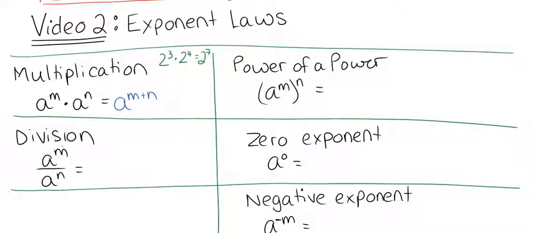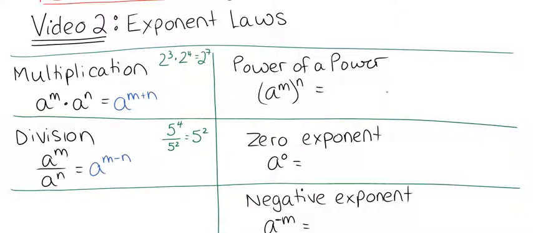Okay, division. So let's say we have two things divided by each other. They have the same base and they both have an exponent. Turns out the division rule is just to subtract our exponents. So here you go, number example if you need it. Say we have 5 to the power of 4 divided by 5 to the power of 2. We just subtract their exponents and it would equal 5 to the power of 2.